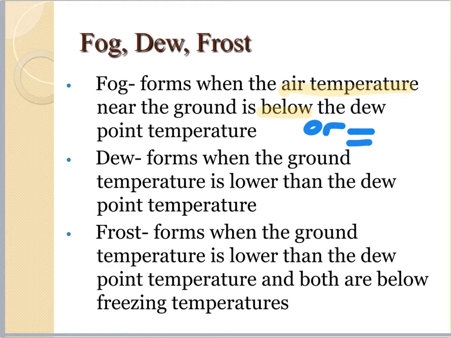Next, dew is going to form when the ground temperature is equal to or, again, below the dew point, or equal to the dew point. Frost is going to form when the ground temperature is equal to or lower than the dew point, and if the ground is below freezing temperatures. Freezing temperatures are 32 degrees Fahrenheit or 0 degrees Celsius.